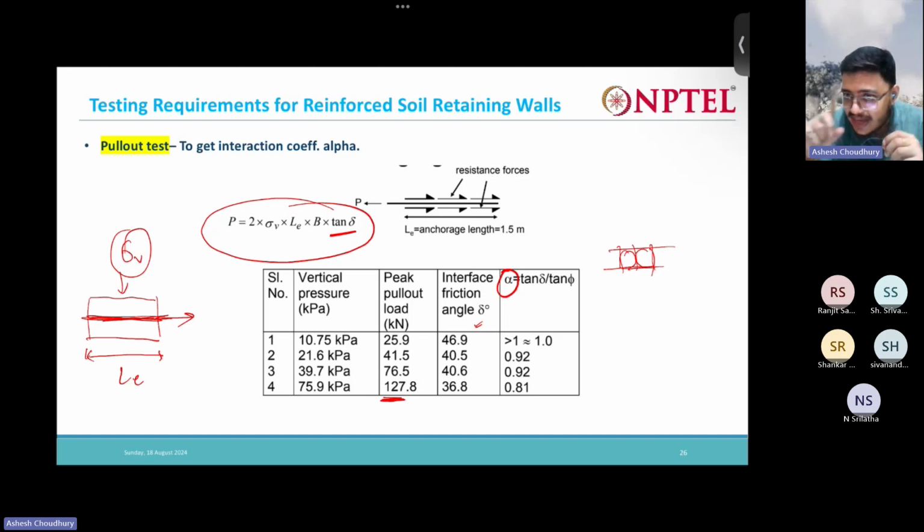Geogrid, if the geogrid has a very high aperture, at that time, see, it is just upper soil and lower soil, those will be in contact. There will be contact, right? Also there will be some interlocking. So at that time, due to interlocking, this alpha might come more than 1 sometimes, due to dilation. Okay, dilation.